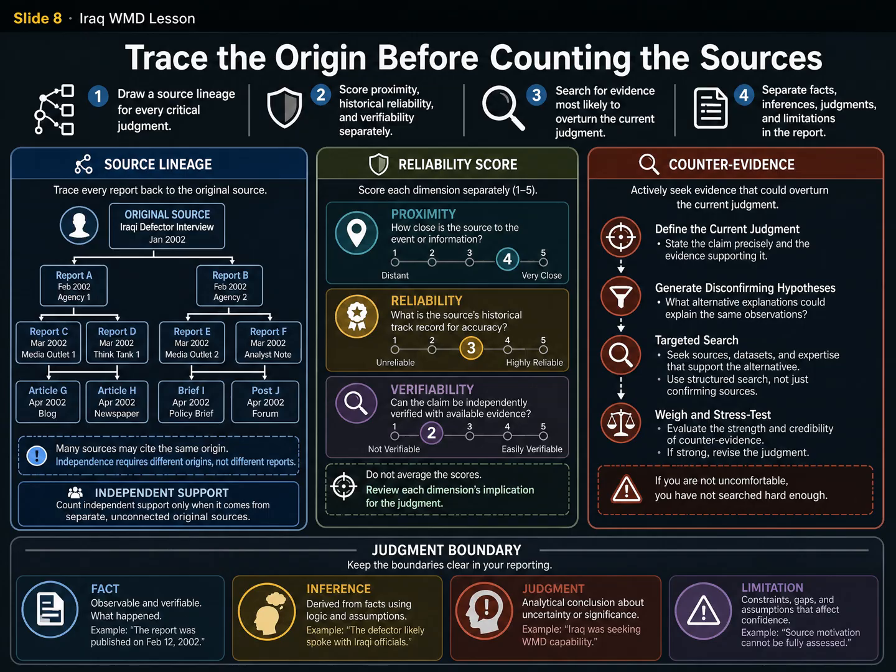If 5 articles repeat the same claim, do not write 5 sources until you trace the citations. 4 may quote the first article, and the first may rely on one anonymous second-hand account. Build a source lineage for critical judgments. Ask who observed the event, who handled the document, and who merely repeated someone else. Score proximity, reliability, and verifiability separately. Then search for the evidence most likely to overturn your current judgment.